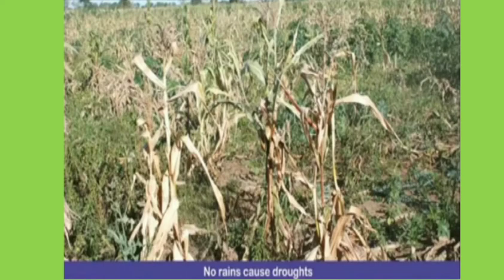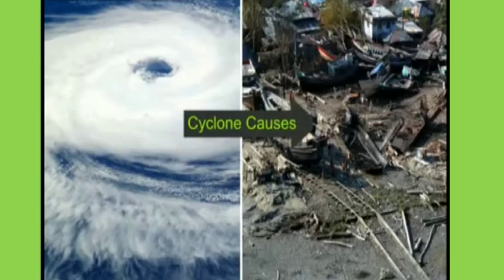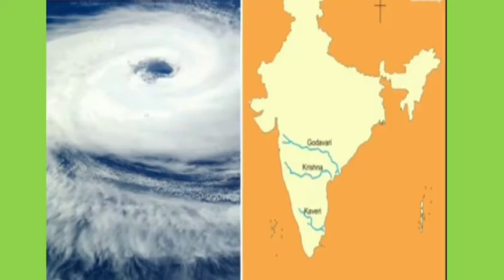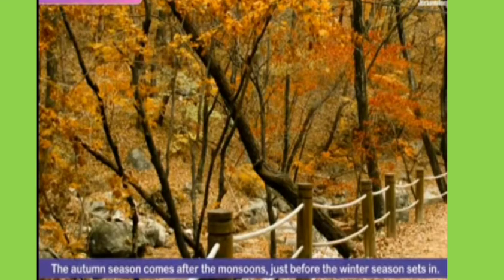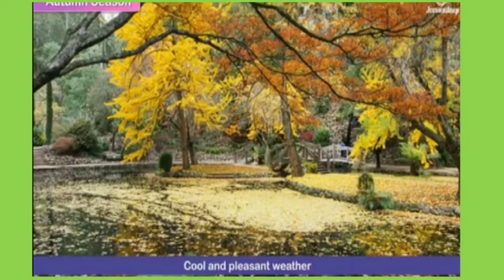In India, the coastal region and Himalayas receive heavy rainfall, whereas Rajasthan and some parts of Gujarat receive very poor rain. Cyclones cause damage to life and property. The deltas of Godavari, Krishna and Kaveri have been affected by cyclonic storms. Autumn season. The autumn season comes after the monsoons just before the winter season sets in. Autumn is also known as fall as trees shed their leaves during autumn. The weather is cool and pleasant.